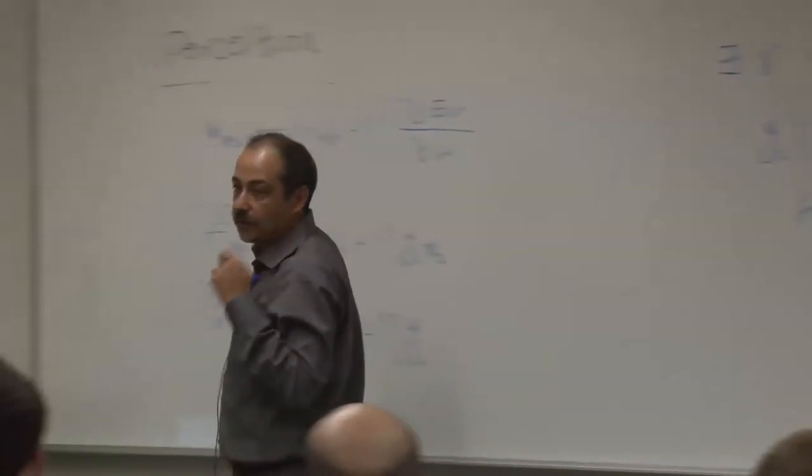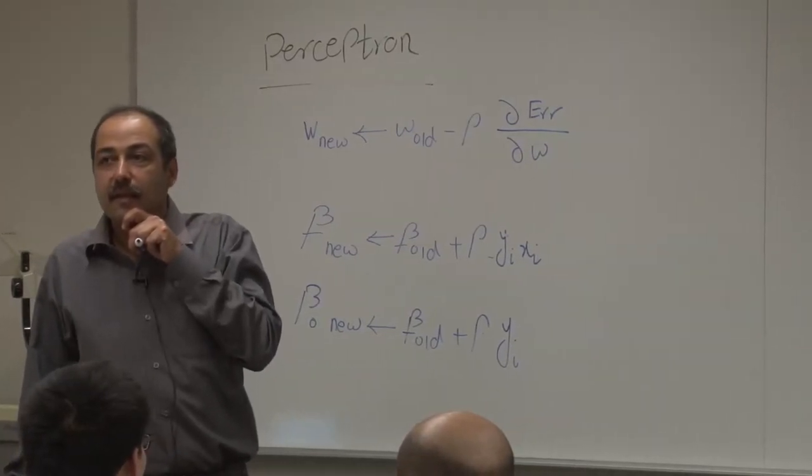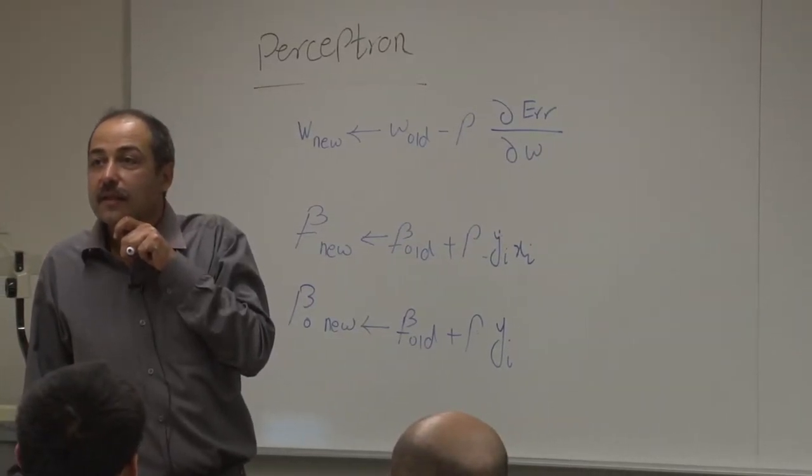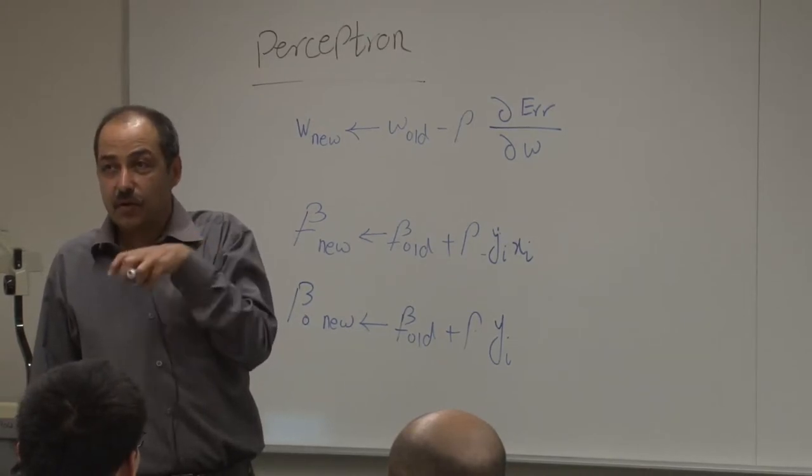Okay, any other question? Yes? Could you explain stochastic gradient descent and the use of gamma again? Sorry? That was two different things.